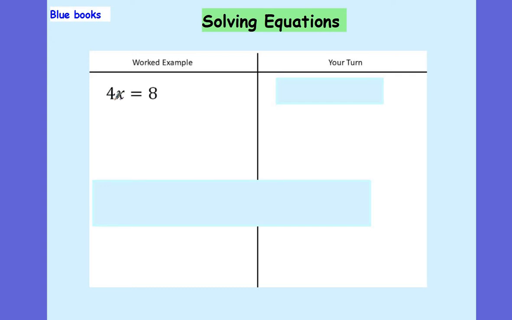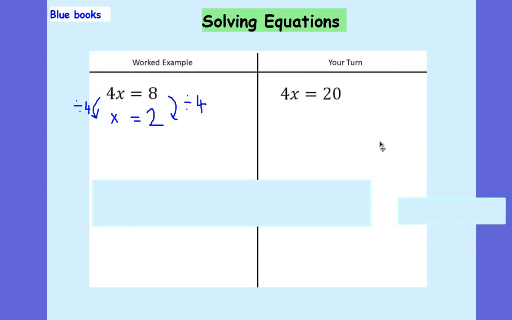I'm going to use the balancing method. If 4x equals 8, this means 4 multiplied by whatever x is going to equal 8. I'm going to divide both sides by 4 to just give me x on its own. So that tells me that x is equal to 2. Over to you in your dark blue books. Can you work out this example for me now, please?